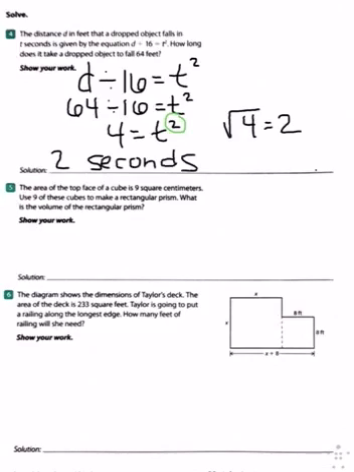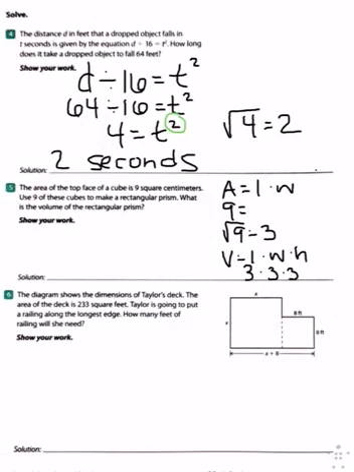Number 5, the area of the top face of a cube is 9 square centimeters. Use 9 of these cubes to make a rectangular prism. What is the volume of the rectangular prism? So if we have the area is length times width. If the area is 9, we're going to take the square root of 9, which is 3. My length and width are 3. To find the volume, we want to do length times width times height. So that would be 3 times 3 times 3. 3 times 3 times 3 is 27.